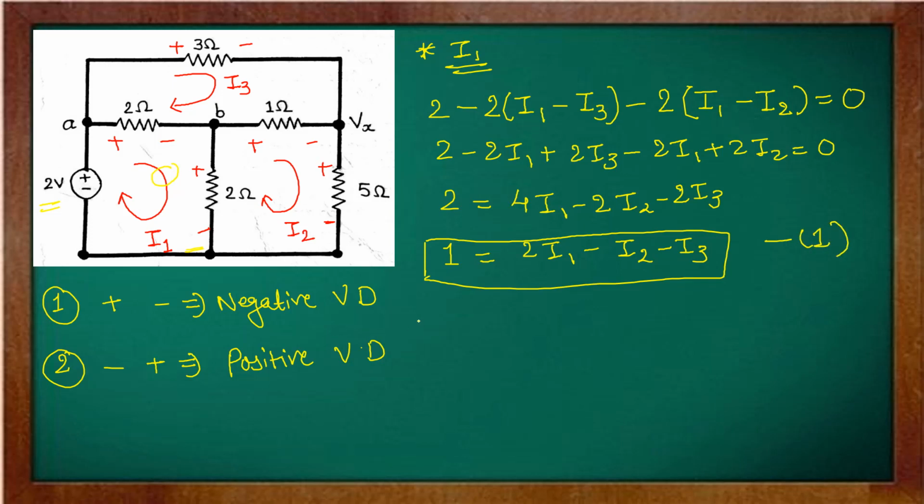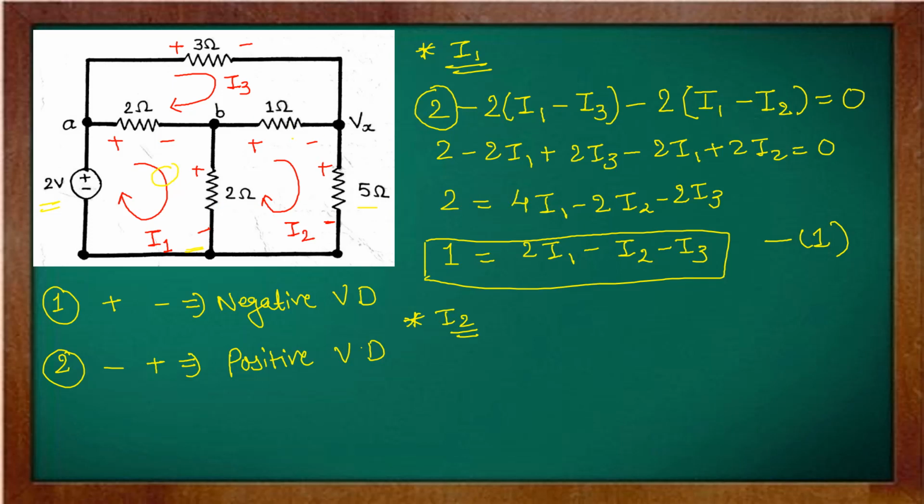Similarly, we will write the equation for the remaining loops, that is for I2 and I3. See here I have just written 2. Why? Because it is a voltage source. So please don't make the mistake of writing 2 into I1. You cannot multiply the voltage with the current. That is true only if a resistor is there.